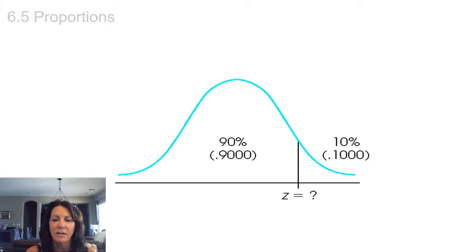Whenever we're looking for the top of something or the bottom percent of something, we're looking in the tail regions. So what I'm going to ask you to do is take out your unit normal table. And like I just said, we're looking at the tail region, so we're going to be looking at column C. I want you to find the proportion that is closest to 0.1000. Pause the computer and do that.